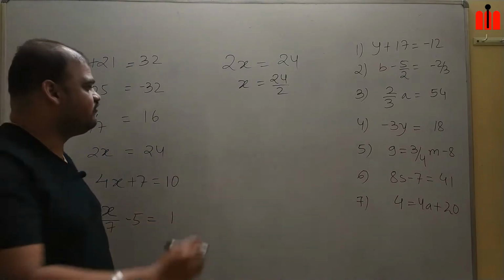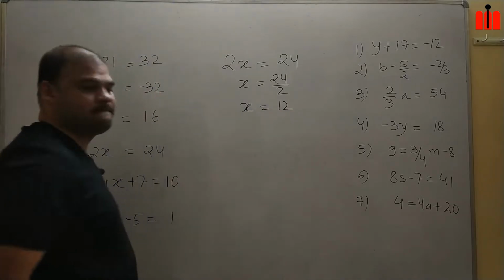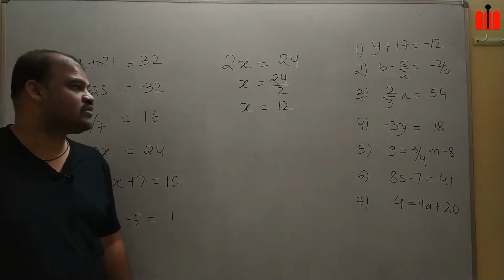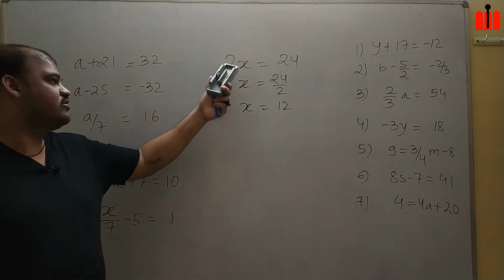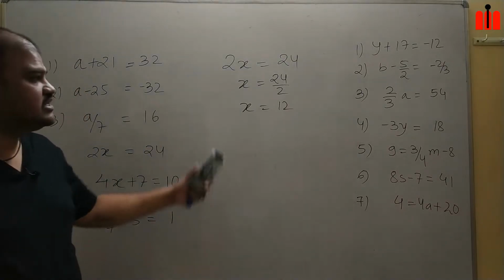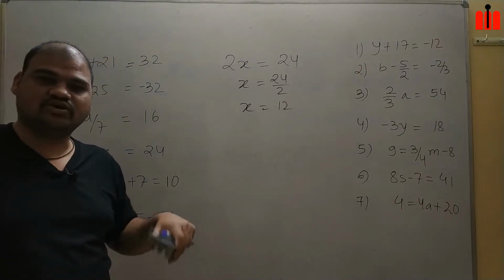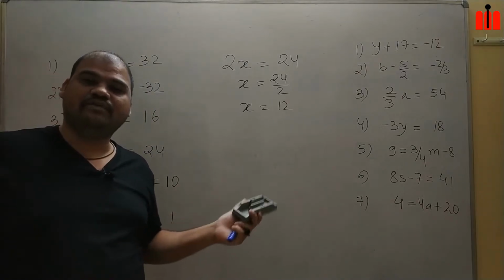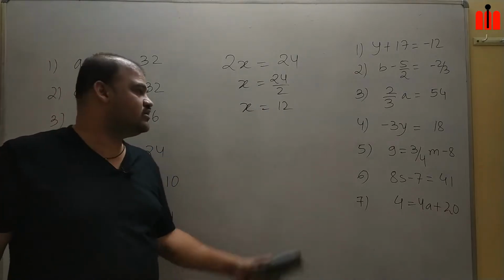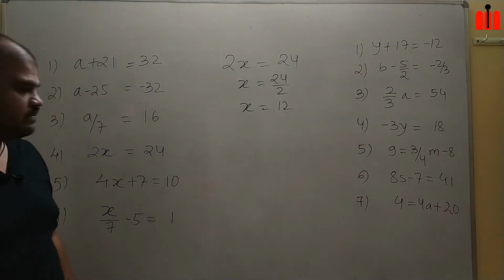So what is the value of x? x will be equal to 12. So I repeat, whenever a number is in multiplication, once it goes to the RHS or LHS, from LHS to RHS or RHS to LHS, it will become division. So 24 by 2, so x equal to 12.